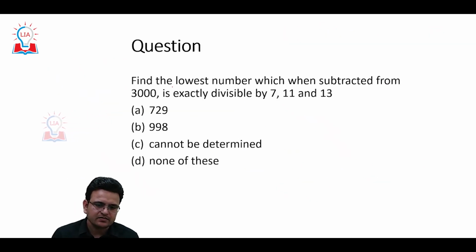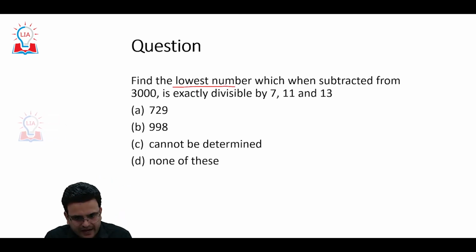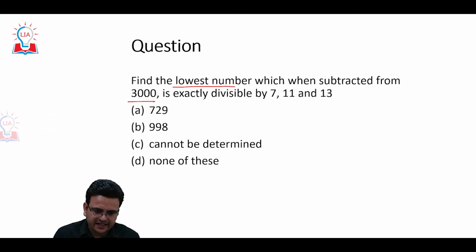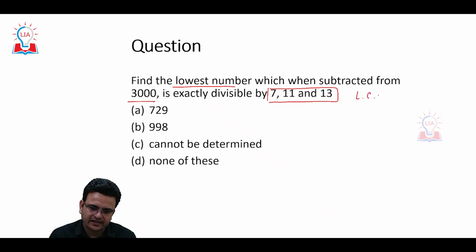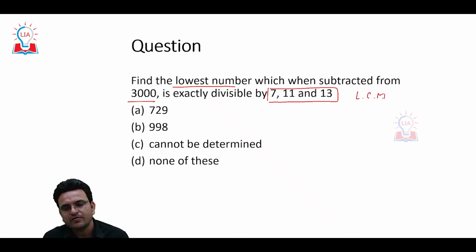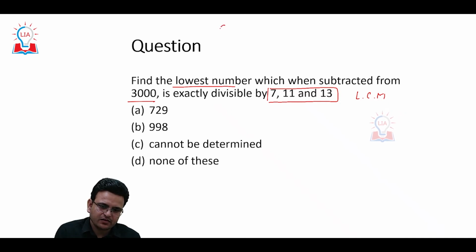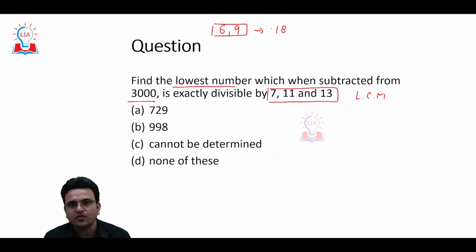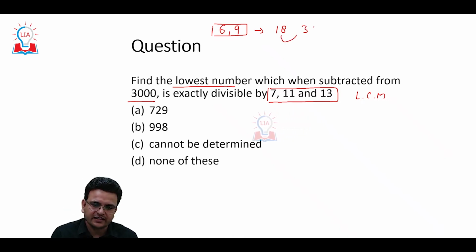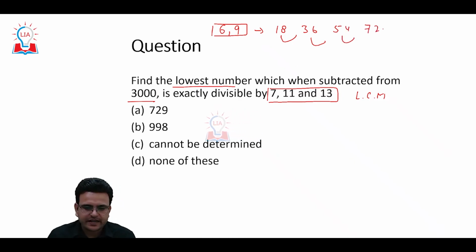Find the lowest number which when subtracted from 3000 is exactly divisible by 7, 11, 13. Exactly divisible means we have to get the LCM. Okay. One more thing you have to understand: when we get the LCM of 6 and 9, that is 18, it means multiples of 18 are also divisible by 6. Another number will be 36, then 54, then 72.